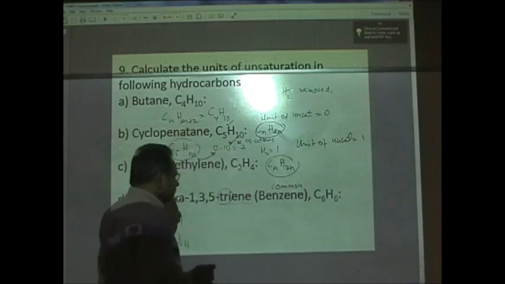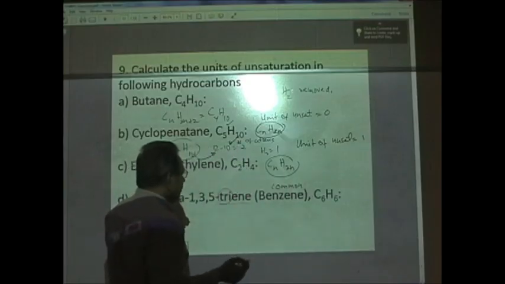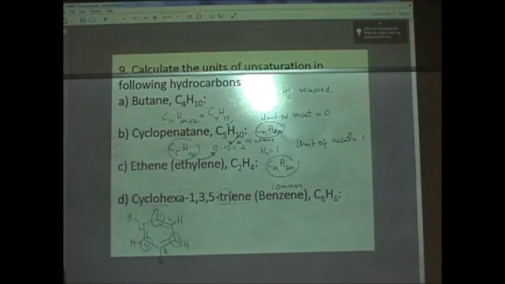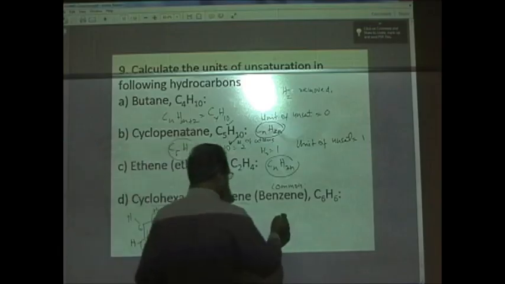Now, what is the unit of unsaturation now? Let me see whether you guys get it. 4. For the cycle 1 and the 3 double bonds 3, right? Each double bond is 1 unit of unsaturation. Okay, there's a cycle too. The ring is formed. Okay, unit of unsaturation is 4.